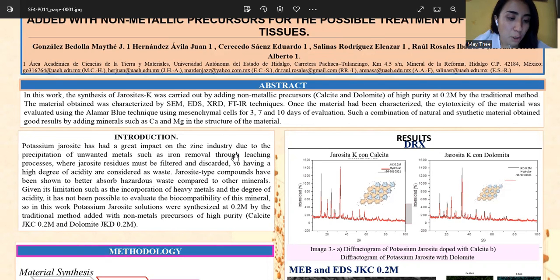Jarosite-type compounds have been known to absorb hazardous waste better than other minerals, by substituting elements. Given its limitations, such as the incorporation of heavy metals and the degrade of the acidity, it has not been possible to evaluate the biocompatibility of this mineral.